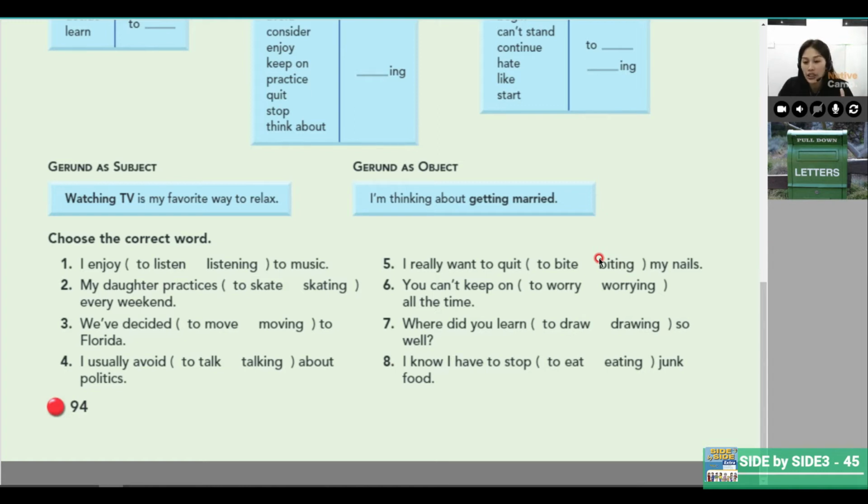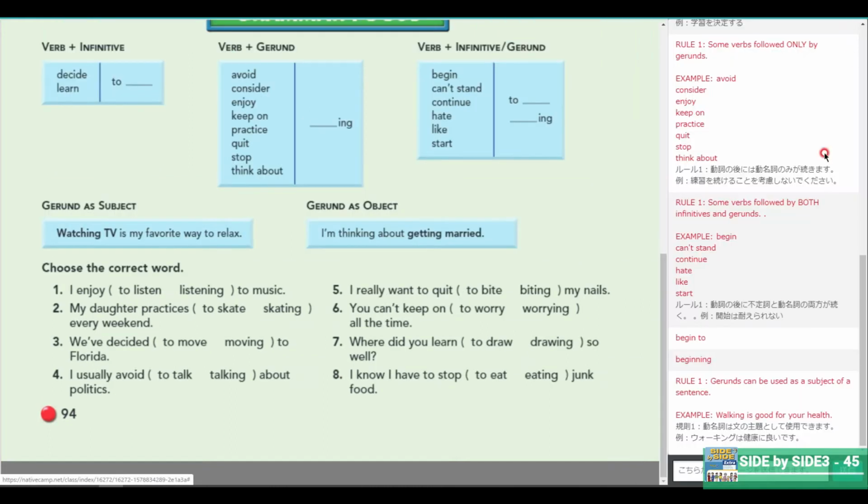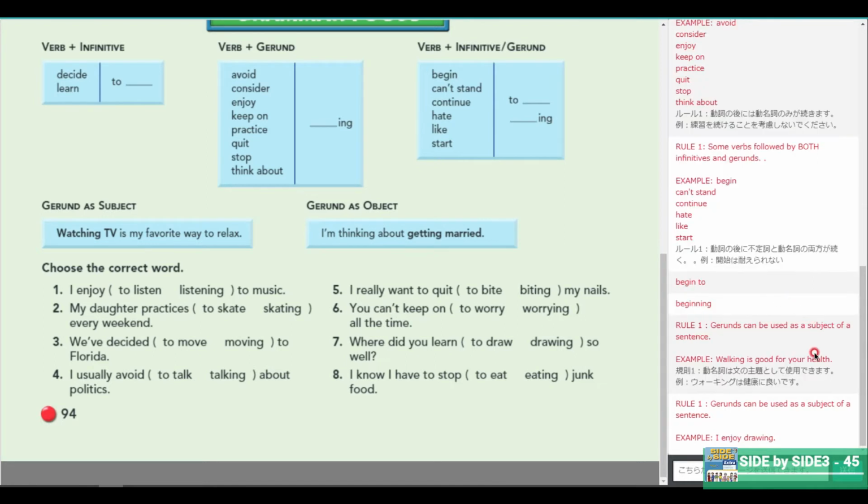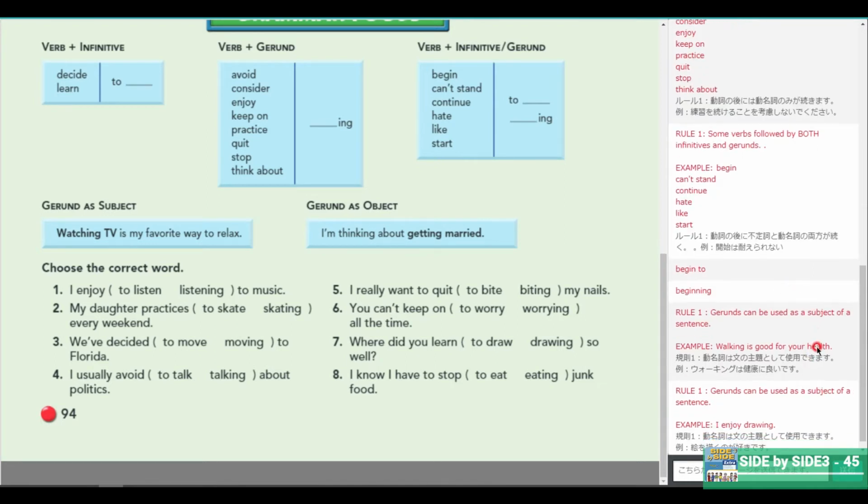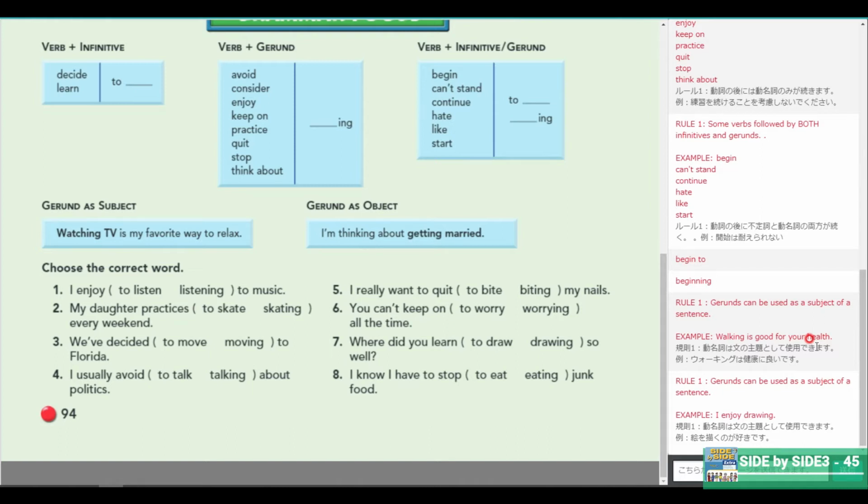Now let's read the words inside the last blue box, and please repeat after me. I'm thinking about getting married. I'm thinking about getting married. Very good. Now let's check the grammar rule for this. In the rule here, gerunds can be used as the object of the sentence. For example, I enjoy drawing. The drawing there is the gerund as an object in a sentence, right? Yes. Very good. Okay, so do you have any questions so far?